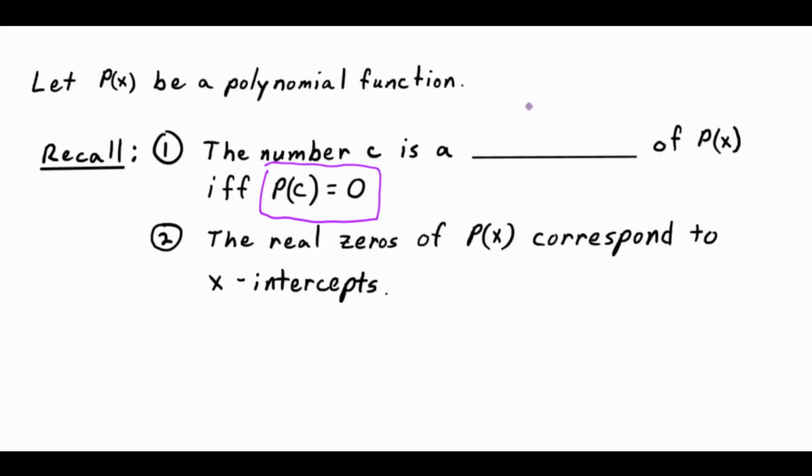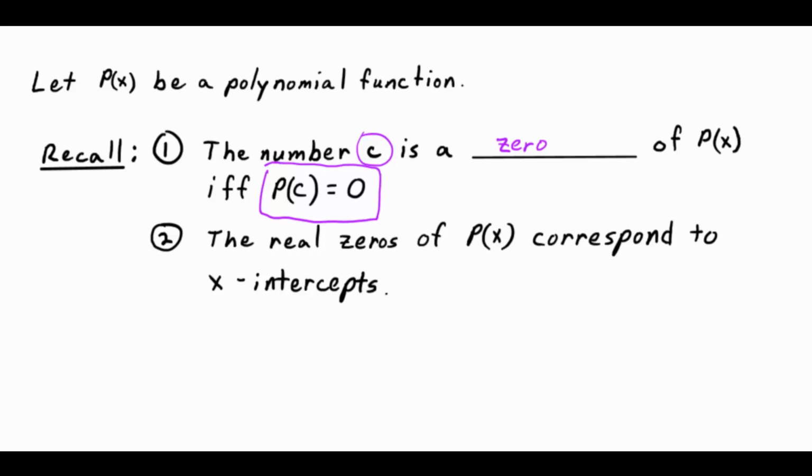I'll give you a hint. 0, there you go. But we spell it out, right? Because c itself doesn't necessarily equal 0. It could, but it doesn't necessarily equal 0. We call it a zero if you can plug it in for each input value in the formula that represents your polynomial and 0 pops out. Remember that?